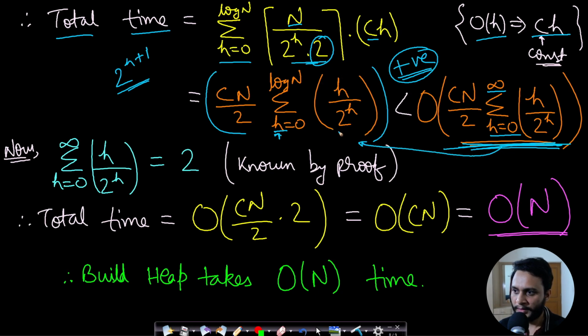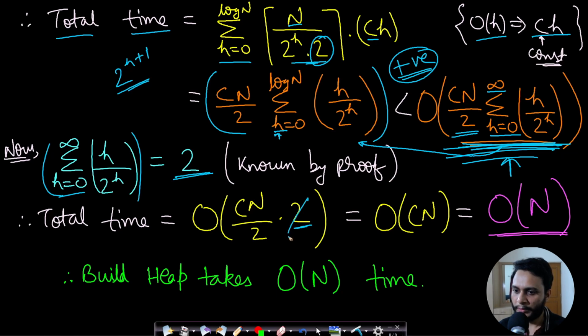Now it is already known by proof that the summation h equals 0 to infinity of h by 2 to the power h equals 2. You can find this on the internet if you are interested. Therefore, once we know this, the total time for this case will be cn by 2, which is a constant value, times the total summation of h equals 0 to infinity of h by 2 to the power h, which is 2.